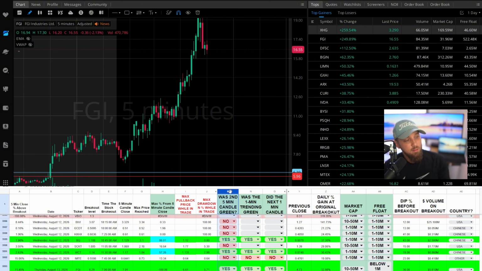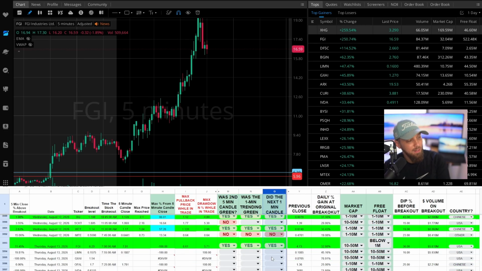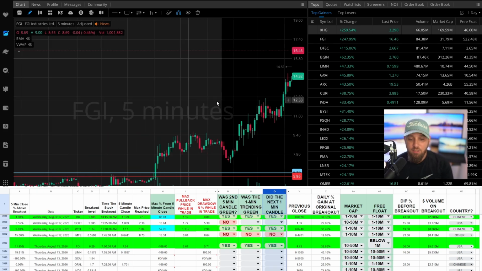The next three columns are: was the second 5-minute candle green? Was the 1-minute candle trending green into breakout? And then the next one is, did the next 1-minute candle also close green? As you can see, I've already filled this out as yes, yes, and yes. Let me show you exactly what this means.